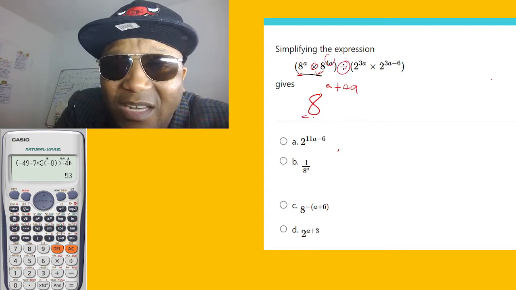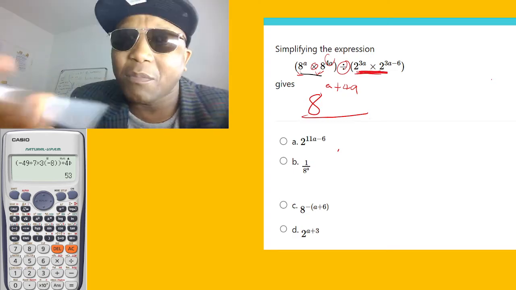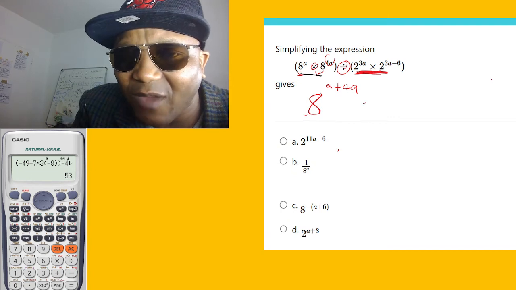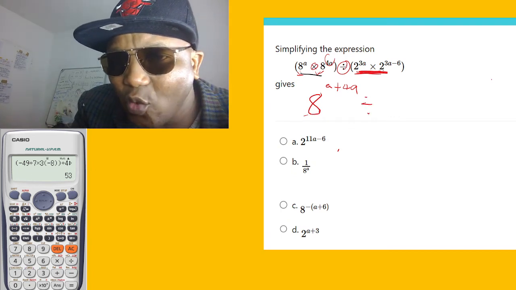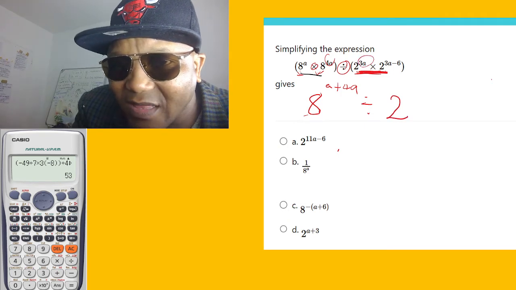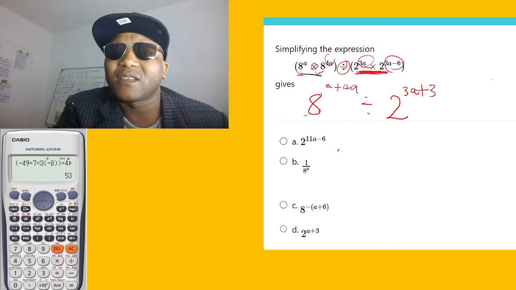But this one means divide. So I'm going to divide by... before you do that, let's just go step by step. Let's just not do everything at once. So divide. Okay, 2 and 2, same base. So I'm going to write one base, and then I'm going to say 3a plus, and then add this 3a minus 6.